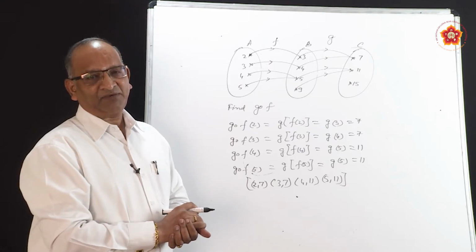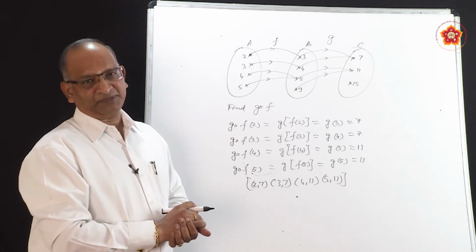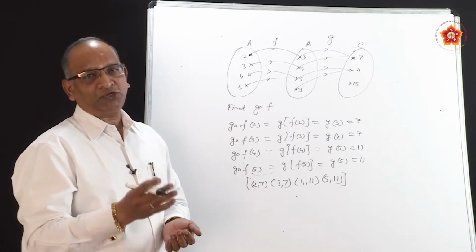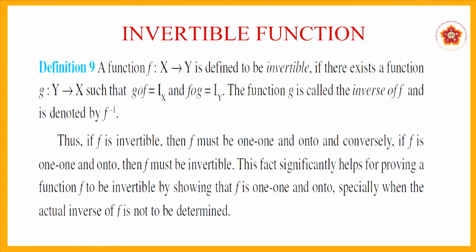This is how we calculate or find a composite function. Let us go to the second definition, that of an invertible function. Which functions are invertible? The first condition is that the function is bijective. What do you mean by bijective? Functions which are 1-1 and onto.